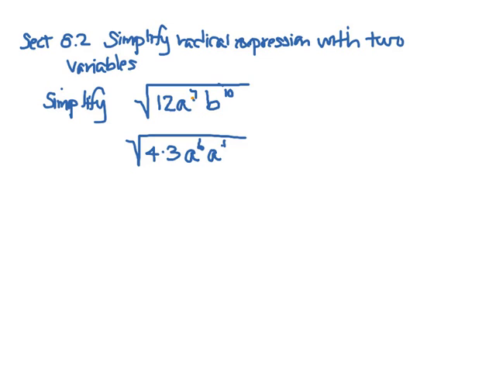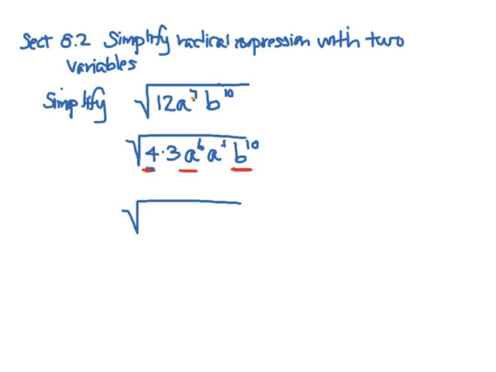And then I already have a b to the 10th, which has an even exponent. So these are all perfect squares. So my perfect squares that are inside the radical are my 4, my a to the 6th, again because it has an even exponent now, and my b to the 10th. So let's see what stays on the inside and what goes out.